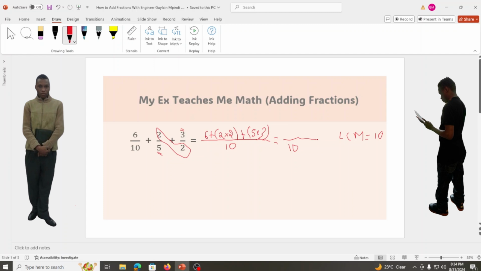So we're gonna write our 6 right here. Okay, 2 times 2 equal what? 4. So don't forget to write this plus right here. So 2 times 2 equal 4. Plus this 5 times 3 equal what? Equal 15.